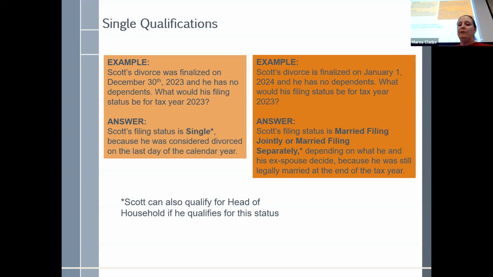So if, for example, his divorce had been finalized on January 1st instead of December 30th, and he had no dependents, what would his filing status be? He would have to choose one of the married statuses. So he would get to choose, is he going to file a joint return with his spouse or file separately? But he has to say married because he is still married.